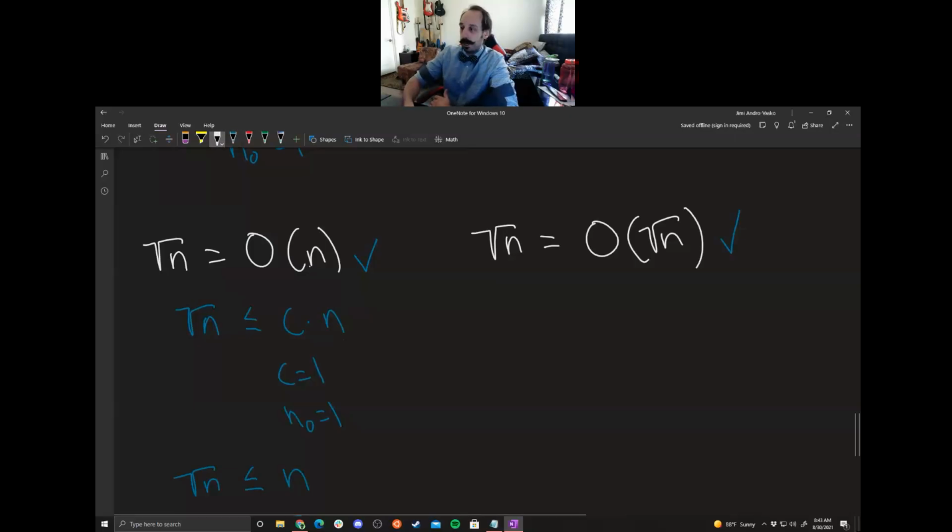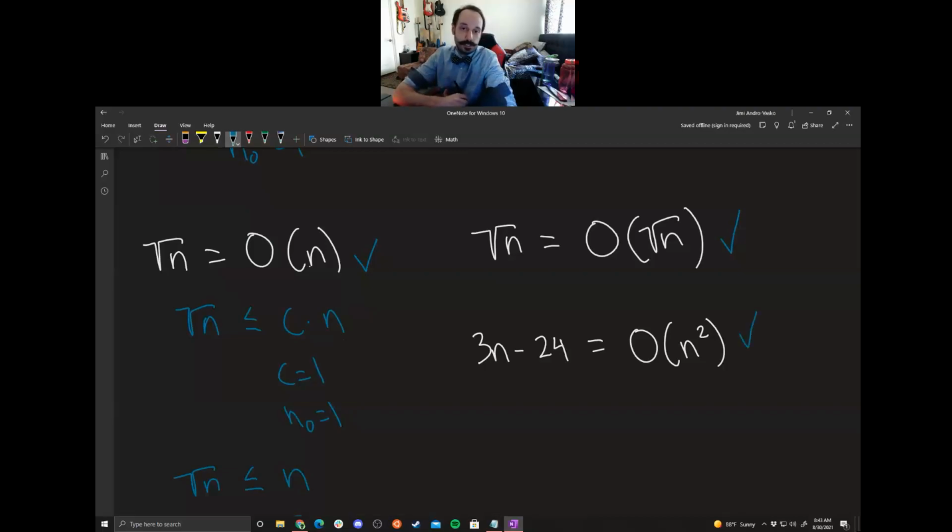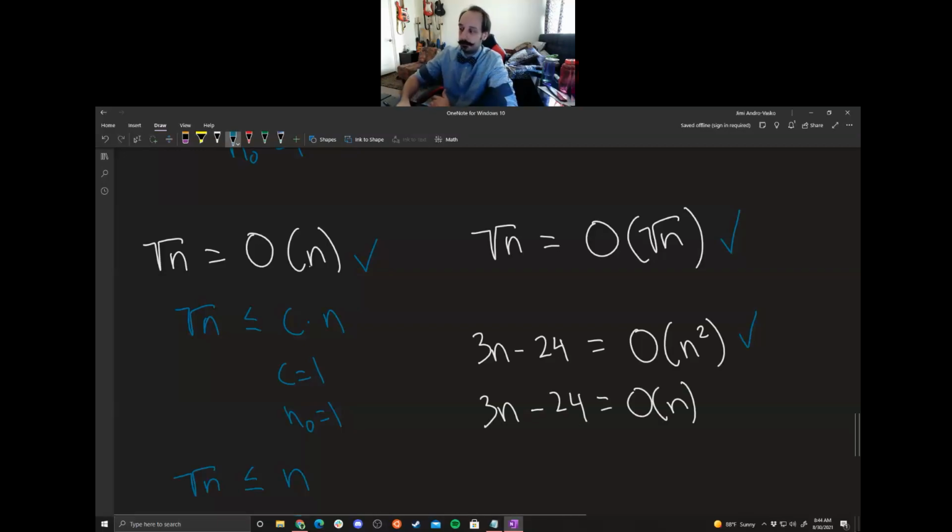Same thing here. I could also say 3n minus 24 equals O of n squared. That would also be a correct statement to make. But it's also a weak statement, because 3n minus 24 is linear. And yes, it does go in the set O of n squared, because in big O notation, O of n squared contains every quadratic function, but also every function that has a smaller growth rate than quadratic. So that's correct, but this is a better statement to make. This is a stronger statement.